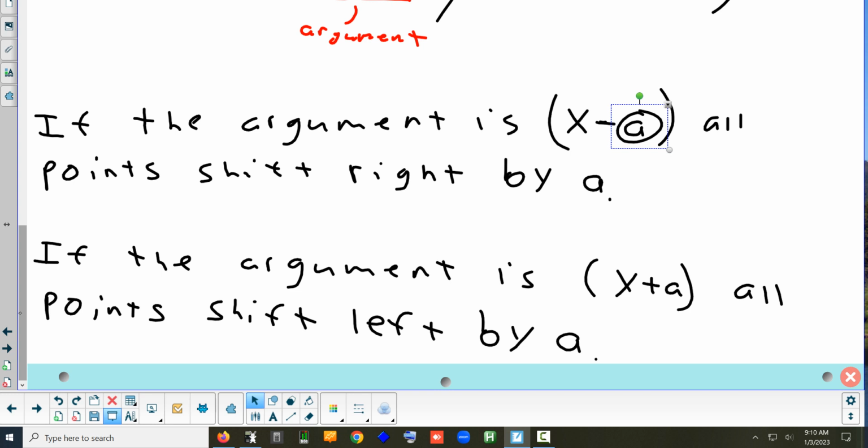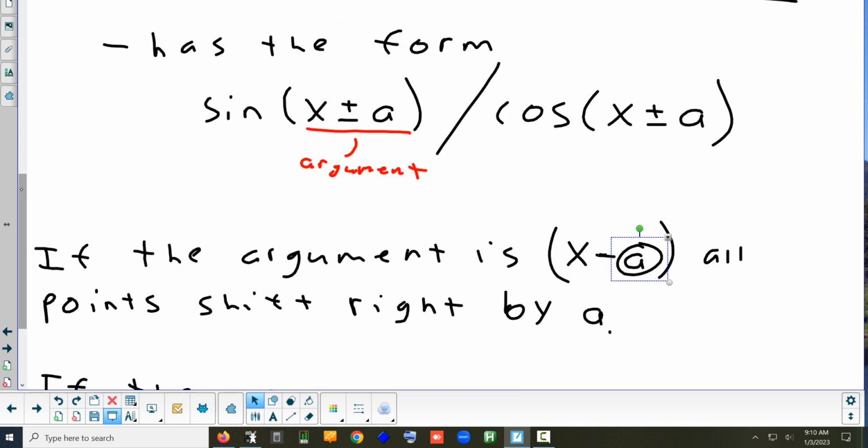Yes? Can you scroll up a little bit? So that's what we'll write down next, that the x column is going to change, and the y column is going to stay the same.